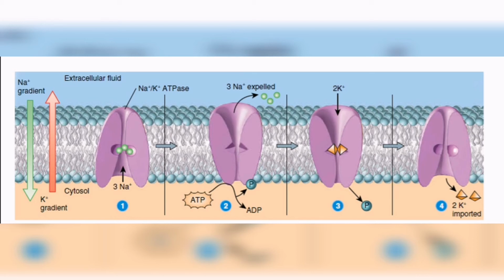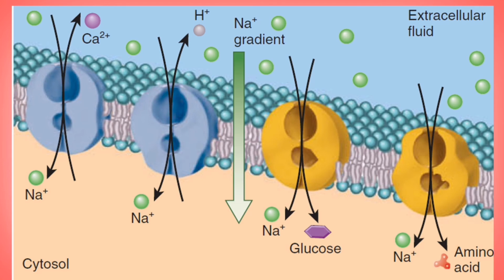Thus, sodium ion is moved out of the cell and potassium ion is moved into the cell. This is the sodium potassium pump. That is primary active transport. Second type, secondary active transport. It is a coupled active transport. That is, two substances are transported simultaneously through a carrier protein.